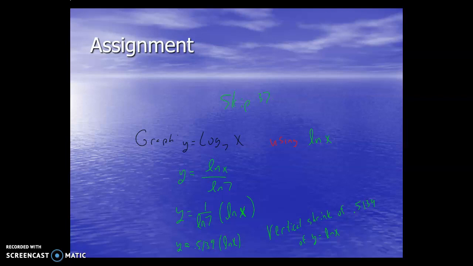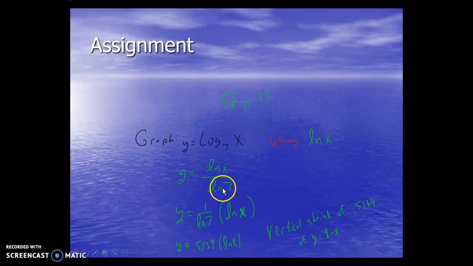I'm going to change it to a natural log base, but you could change it to log base 10 if you wanted to. It would basically be the same exact graph. So we're rewriting y equals log base 7 of x using the change of base formula. We change that to natural log, so we have natural log of x over natural log of 7. Remember, the old base goes in the denominator.